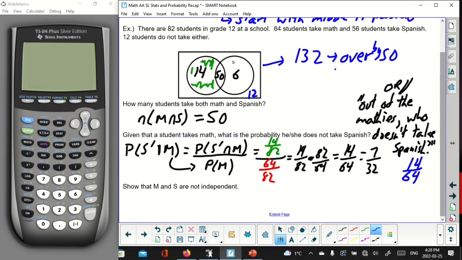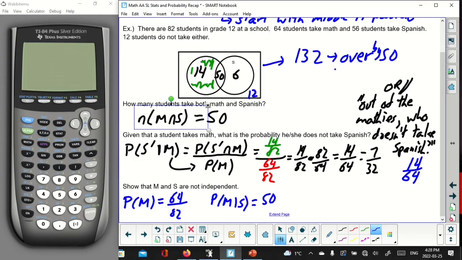Lastly, we're supposed to show that M and S are not independent. So probability of math, we'll do it one way here and then show you another sort of maybe slicker hack. But the probability of math is 64 out of 82. Okay. The probability of math given Spanish is 50. 50 people take math out of the 56 people who take Spanish. And those two things are not equal to each other. All you have to do is check P(M) and P(M given S).